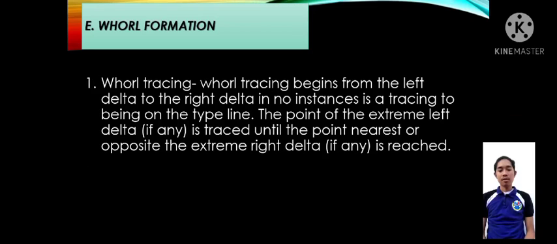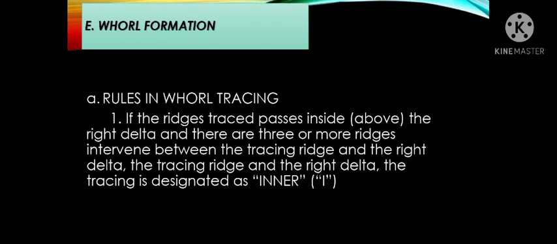Whorl tracing. Whorl tracing begins from the left delta to the right delta, and no intent is tracing to begin on the type line. The point of the extreme left delta is traced until the point nearest or opposite the extreme right delta is reached. The number of the ridges intervening between the tracing ridge and the right delta are then counted.